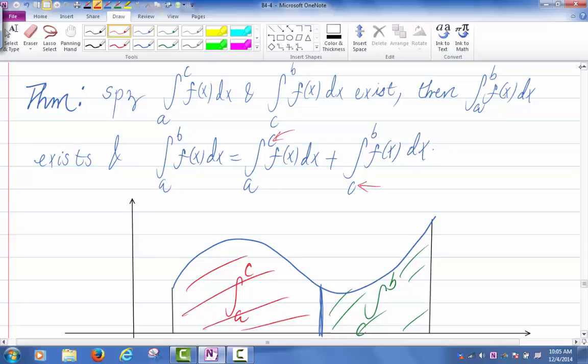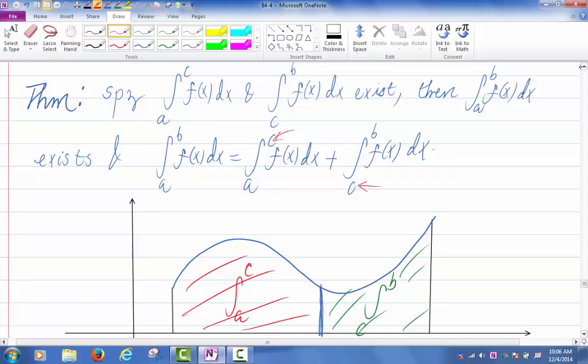So the integral from a to b is the same as the integral from a to c plus the integral from c to b. So the upper limit of the first integral is the same as the lower limit of the second integral, right? Then you can reduce the two integrals into one by taking the integral from the lower limit of the first integral up to the upper limit of the second integral, right? If you're going from a to b.